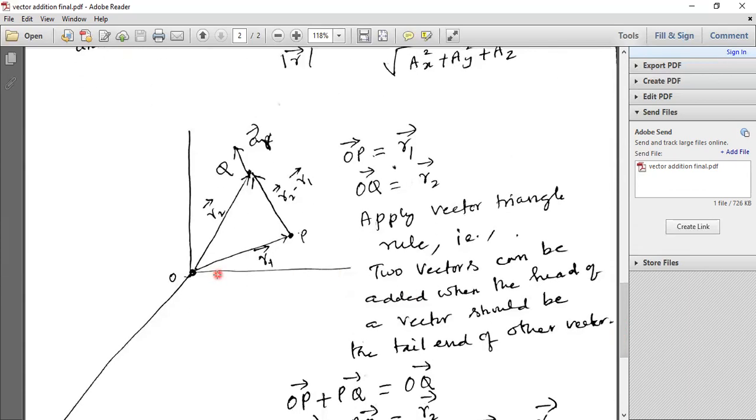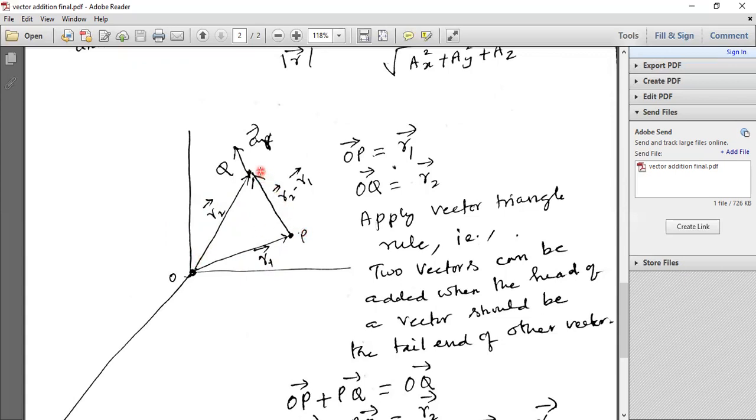So now you see how we can find the distance between the 2 points using vector addition rule. You take 2 points P and Q. We want to find the distance between the 2 points P and Q. So the point P is located R1 distance from the origin. Point Q is located R2 distance from the origin.